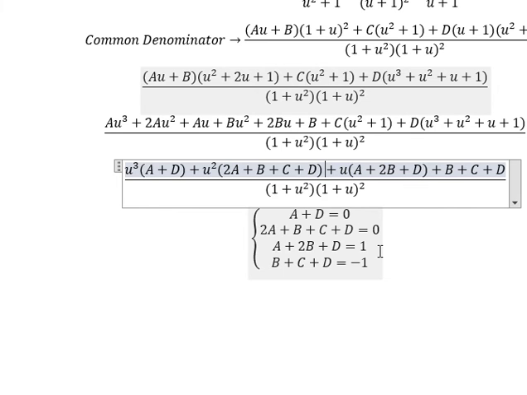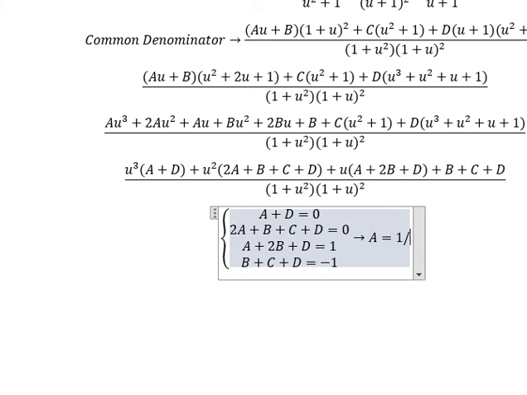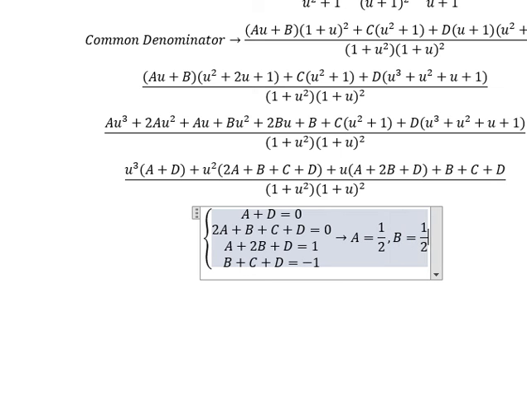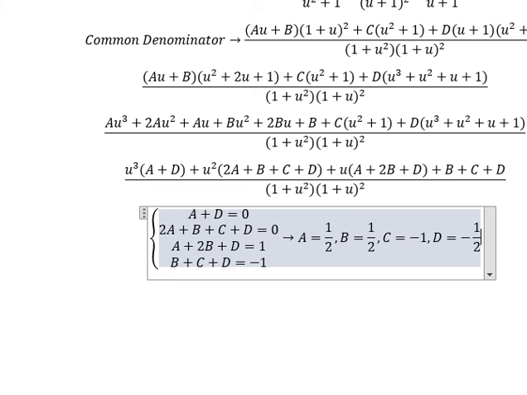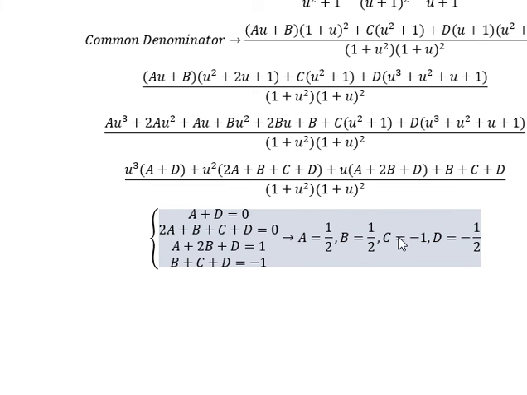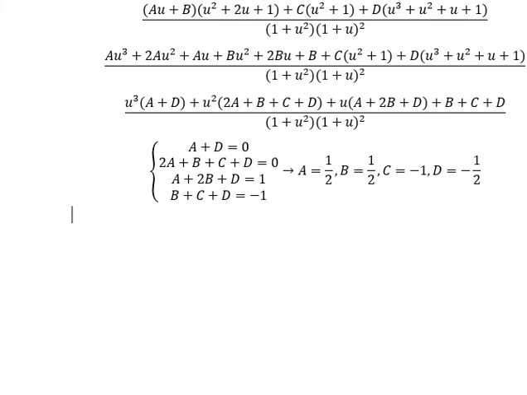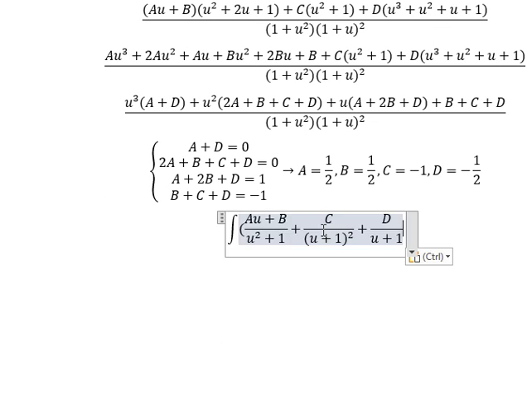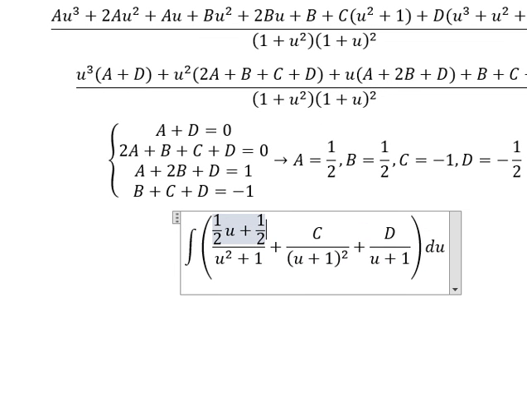Now we need to find the solutions of A, B, C, D. So A equals 1 over 2, B equals 1 over 2, C equals negative 1, D equals negative 1 over 2. So we put A, B, C, D in here.